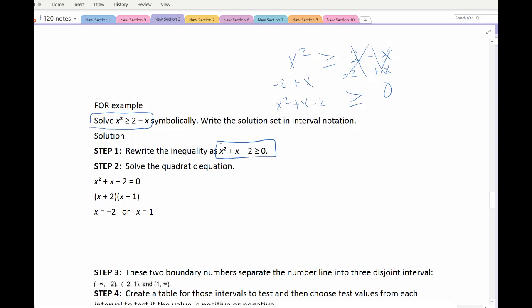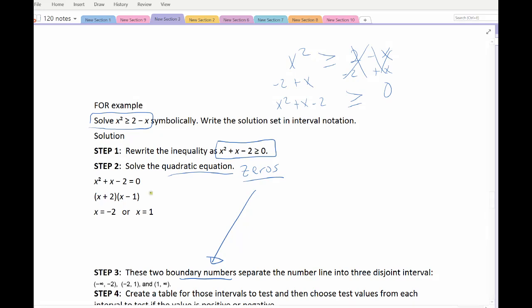First step is to find those zeros, those boundary points. So solve the quadratic equation, solving specifically for your zeros. That's what you're solving for: when is the function 0? Those are going to be your boundary numbers. The zeros are your boundary numbers, so it's important that we find them.